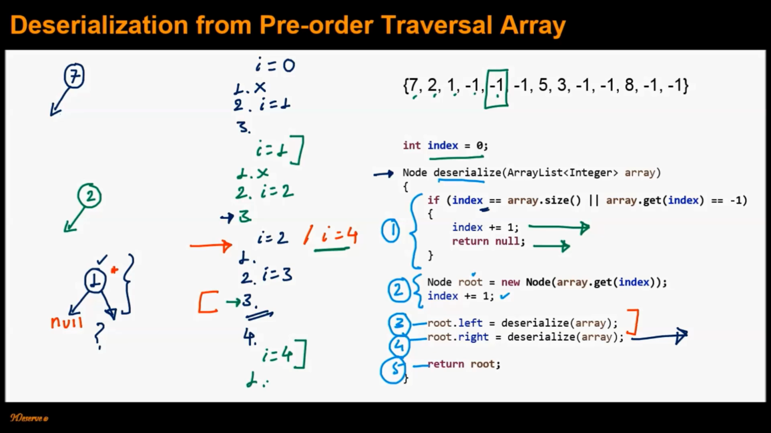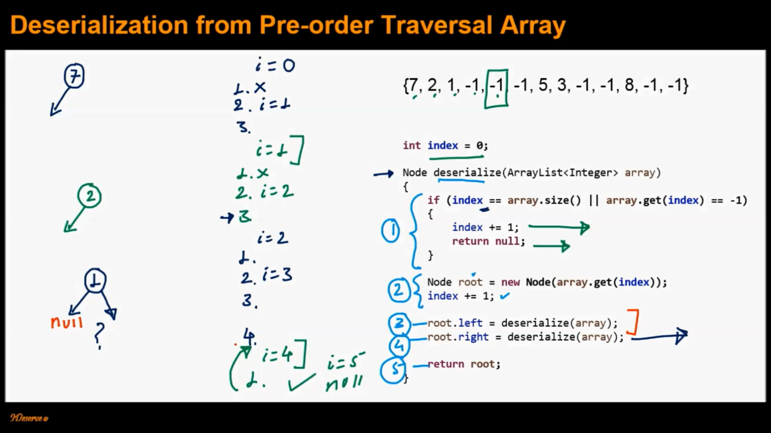Then the first step, which is the base case, comes into play because the element at the current index is -1. In the first step, what we do is we increment index I by 1. So I would be incremented to 5. Then we return null to the calling function. So we return null at this point, right?